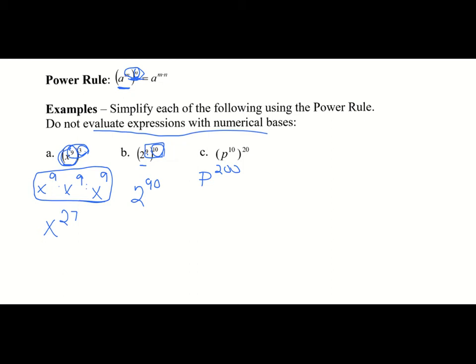And again, with this one, the difference between the product rule and the power rule is with that power rule, you just have one base and two exponents. So when you see that one base and two exponents, multiply those exponents.